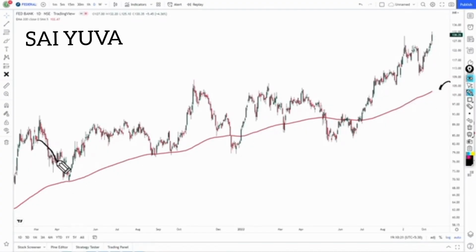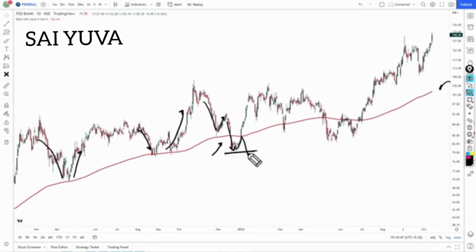If you see here, this is the daily chart of the same Federal Bank, and this is the moving average of 200. Whenever the price comes near the moving average of 200, it gets a bounce. Again, it comes near the moving average of 200, it gets a bounce on the upper side. Again, it comes near the moving average of 200, it gets a bounce. Now, if you see here, it has broken, but this is a fake breakout.